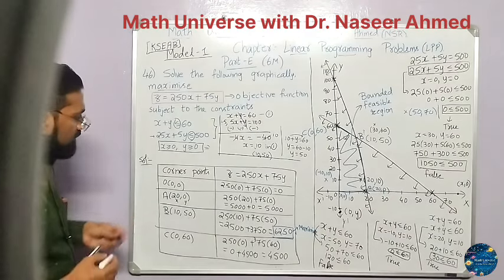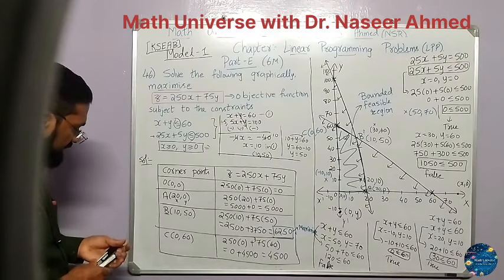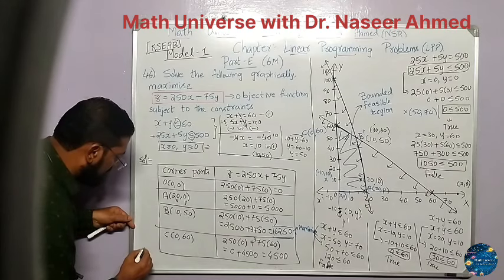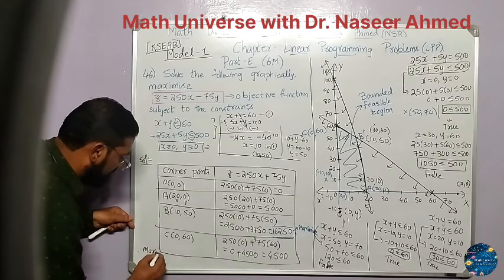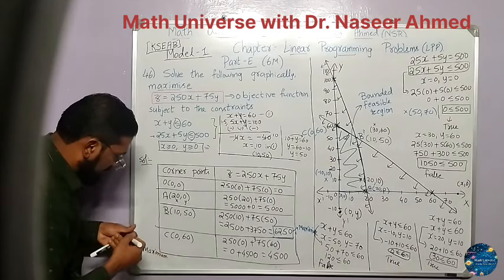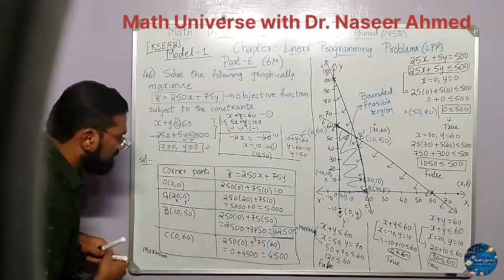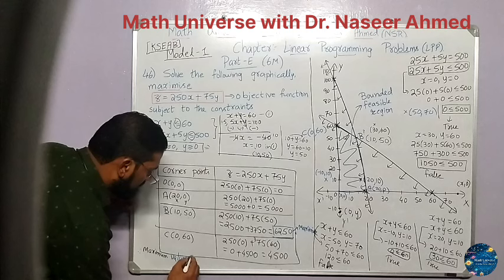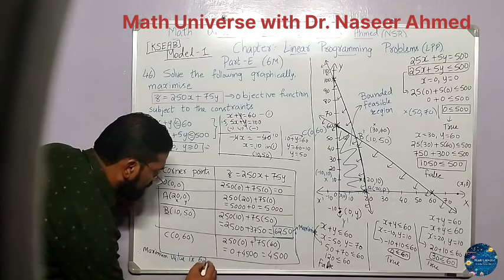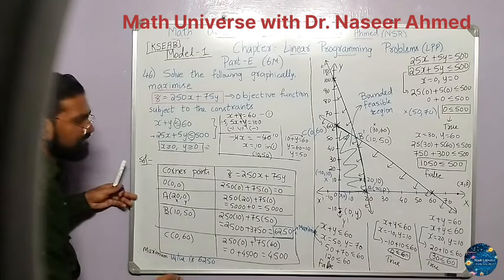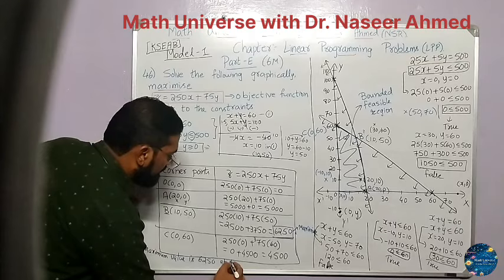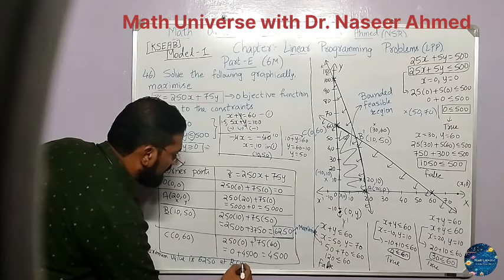So at the corner point 10, 50, let us comment that. Therefore maximum value is 6250 at the corner point B, 10, 50.